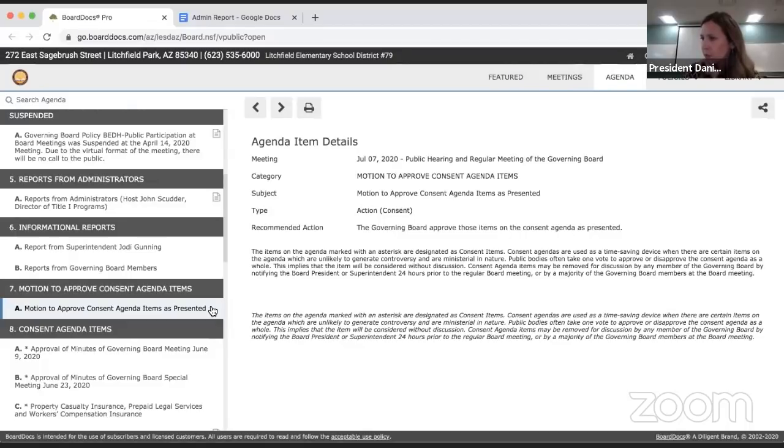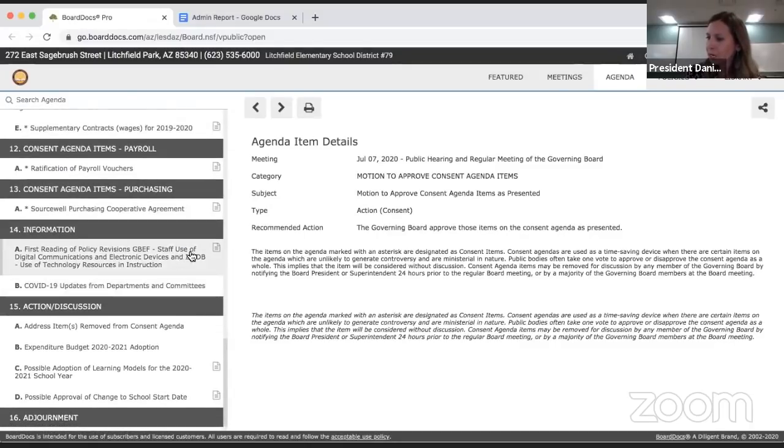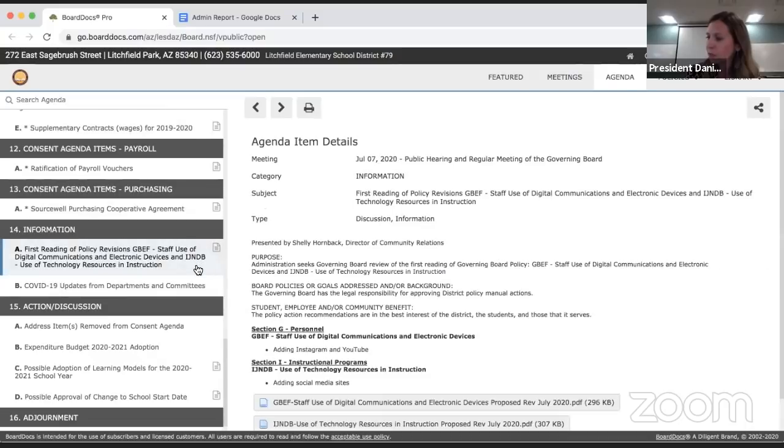Okay, this will take us to, make sure I'm not missing anything, 14A, first reading of policy revision GBEF, staff use of digital communications and electronic devices, and also the use of technology resources in instruction. And then Shelley Hornback will walk us through this.